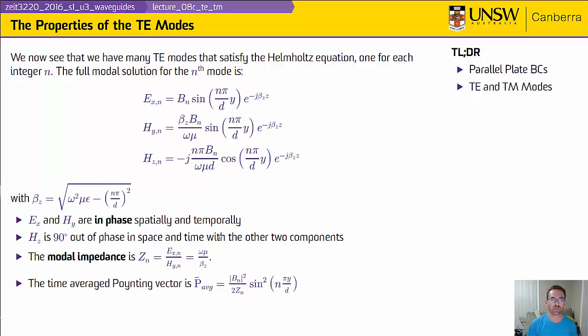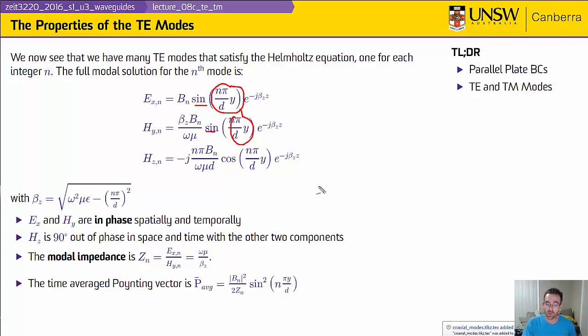Some properties of this mode that we should highlight. First of all, the x component of the electric field and the y component of the magnetic field are in phase, both in space and in time, right? We see that they both vary like sine. They have the same argument. So they're increasing and decreasing with each other.